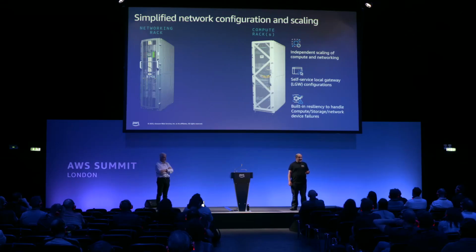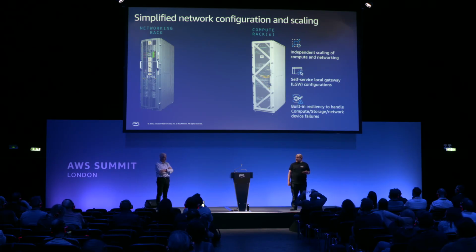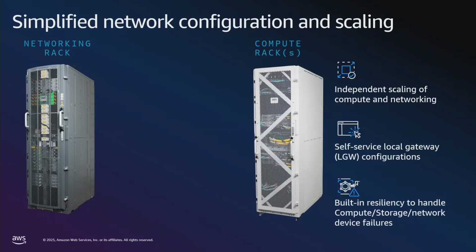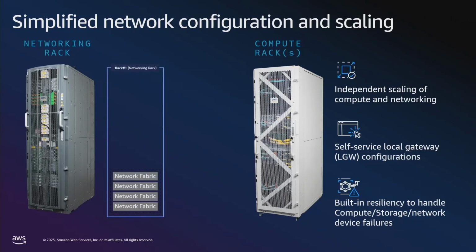We've always said in Outpost that the Outpost instances are the same as they are in region, but as we've gone through newer generations of hardware in region, we've wanted those changes to automatically come to Outpost. And we've done this through deploying a separate networking and compute rack. Every customer will now get deployed a networking rack for next generation Outpost, and then we can add compute racks onto that networking rack so that we're abstracting compute and networking apart. So that gives us a few things.